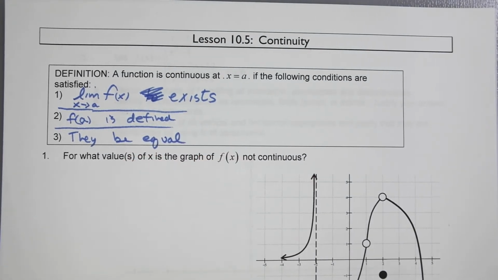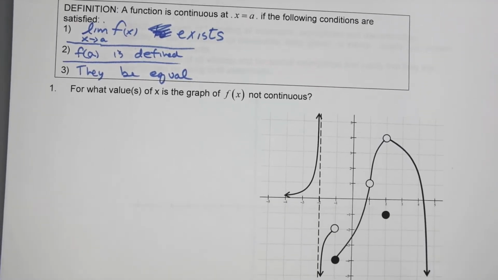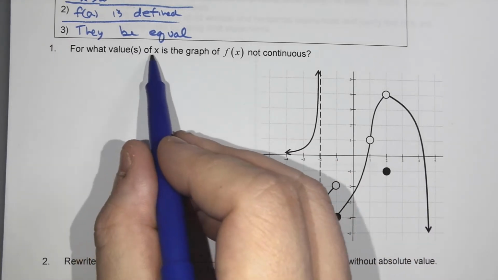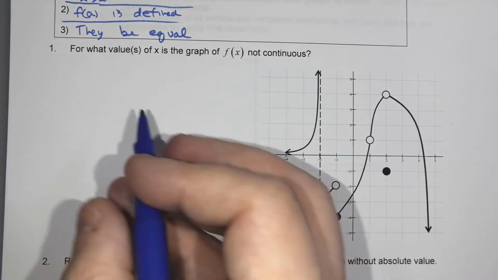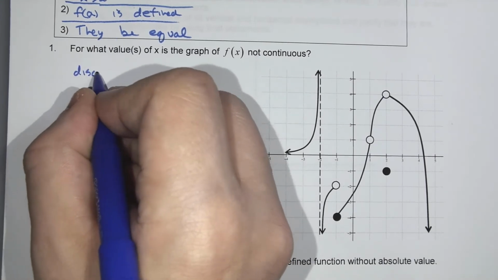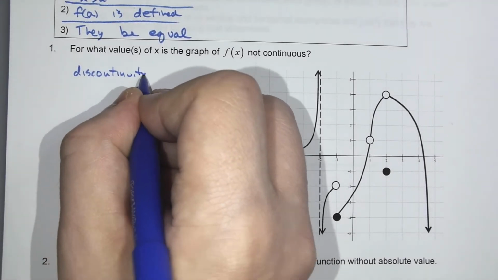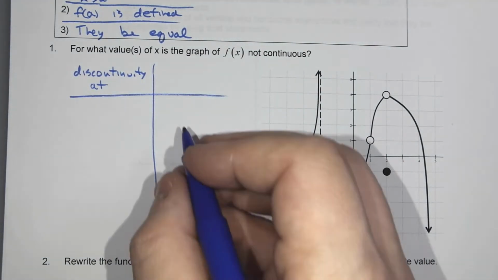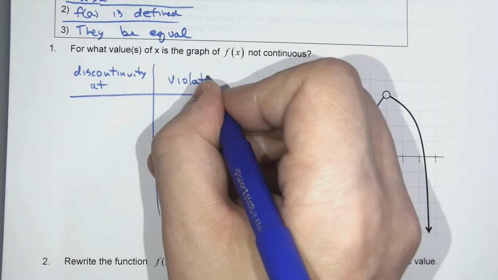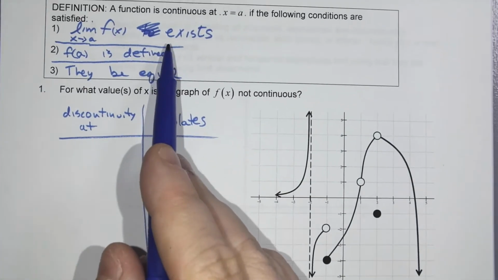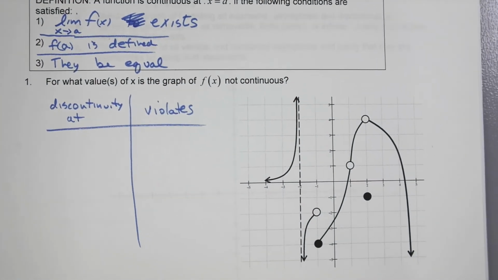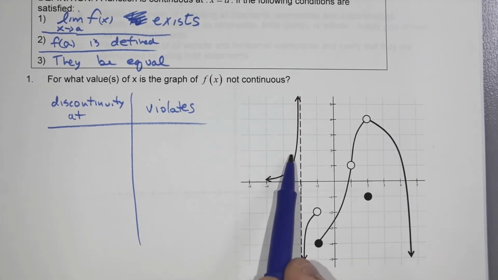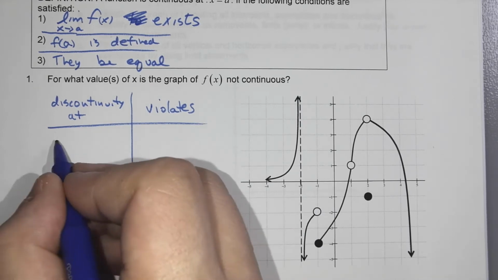Okay, so looking at this graph right here, there are several discontinuity points. So what are the values of x where it is not continuous? So discontinuity at, we'll see where the x is, and then we'll see which one or ones of these conditions up here are violated by the picture. Okay, so the first discontinuity, where we have to lift our pencil off the paper, is at x equals -2.